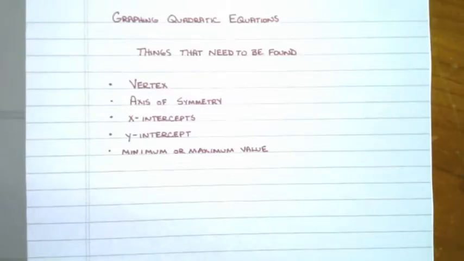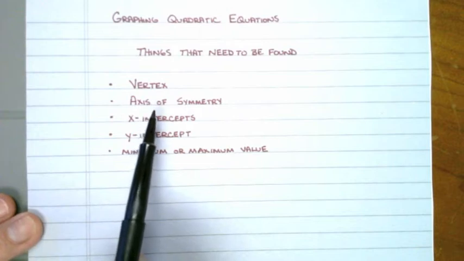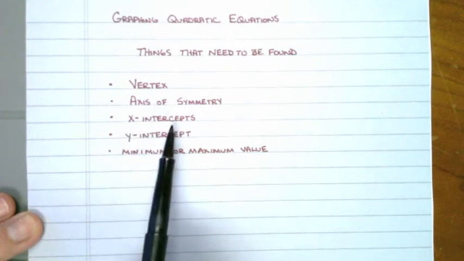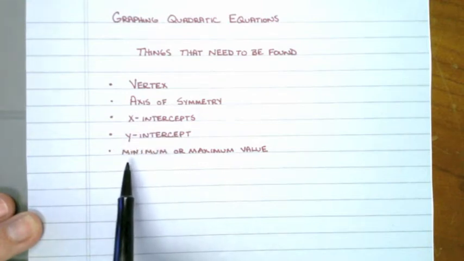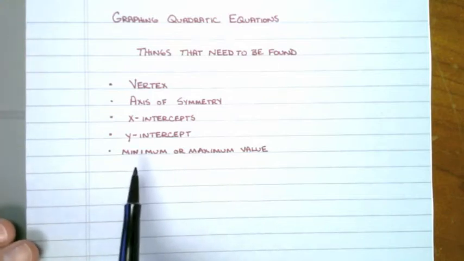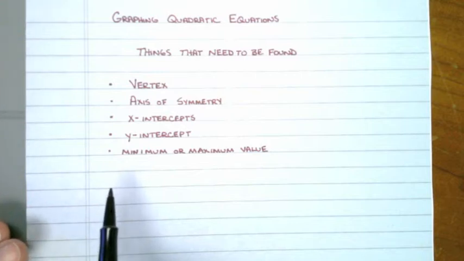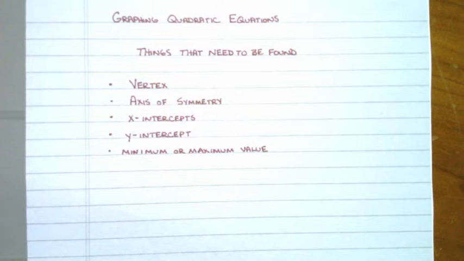In this video, we're going to go over how to graph a quadratic equation. So, to graph a quadratic equation, you need to be able to find these things. You need to be able to find a vertex. You need to be able to find an axis of symmetry. You need to be able to find x-intercepts. You need to be able to find the y-intercept. And you need to find the minimum or maximum value, or know whether or not the quadratic is going to open up or down. These are the things that you need to know. I'm going to go over all these in some examples, and we're going to graph some quadratic equations.